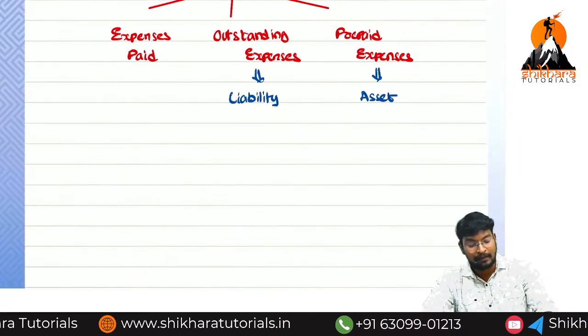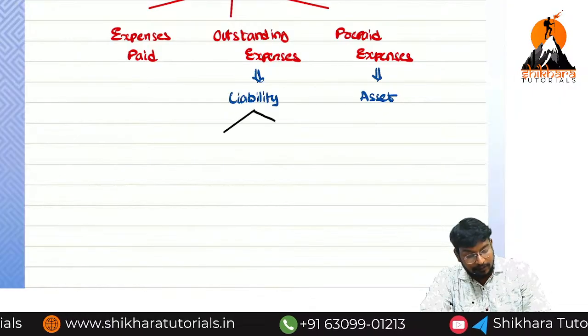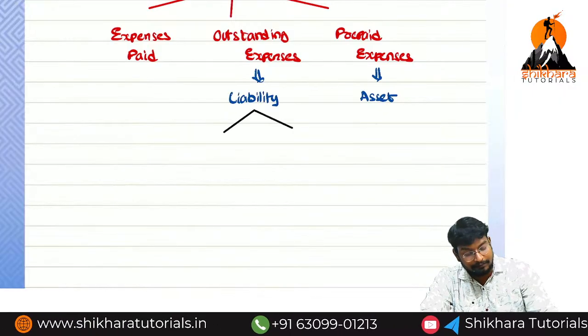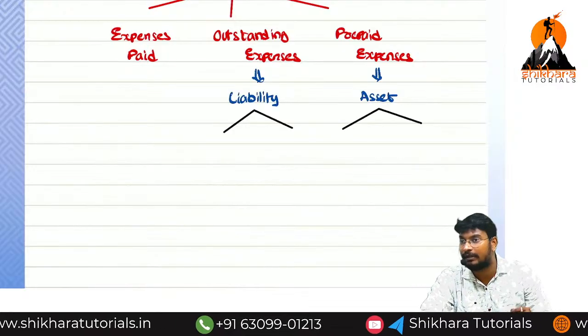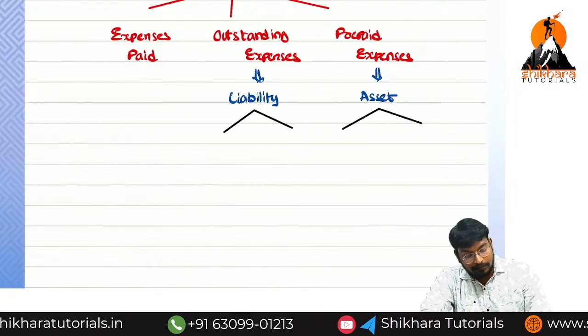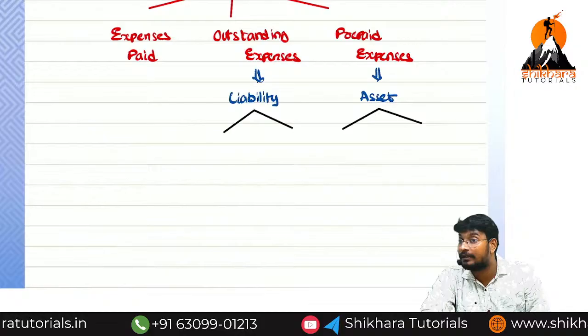Outstanding expenses will have the opening balance and the closing balance. In the same way, prepaid expenses will have the opening balance and the closing balance. So for a liability, opening balance will be on which side? Credit side. So what we need to write?